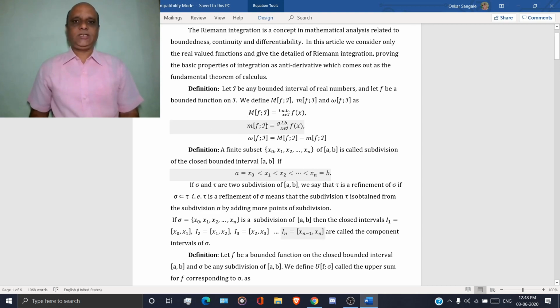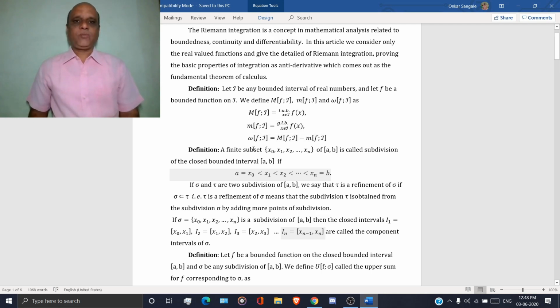Now we have seen the definition of maximum and minimum of a function. The maximum of the function f over the interval I is the least upper bound of the function f of x over the interval I, and the minimum of the function over the interval I is the greatest lower bound of the function over the interval.